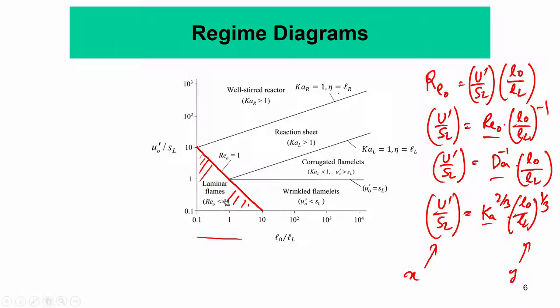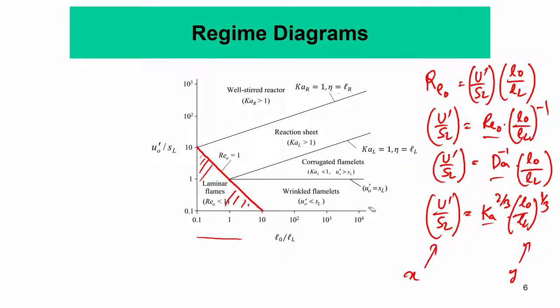So, we are not interested in this regime. Now, if u prime by SL is less than 1, that means the flame speed is much faster than u prime, the fluctuating velocity. So the flame will propagate even before the fluctuating velocities can cause any disturbance of the flame.